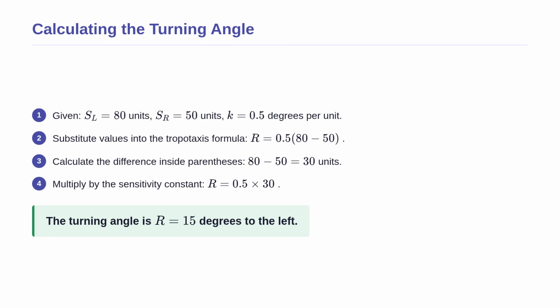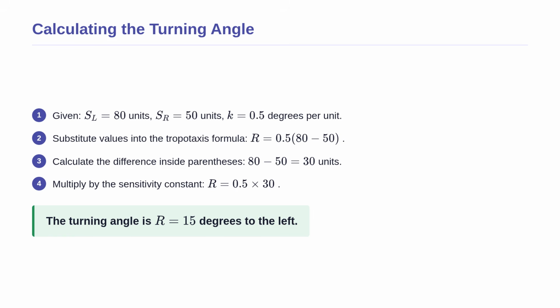Before we move on, let us see this with a concrete example. A beetle is using tropotaxis to find a rotting fruit. Its left antenna detects an odor concentration of 80 units, while its right antenna detects 50 units. The beetle's sensitivity constant is 0.5 degrees per unit. We want to find its turning angle.